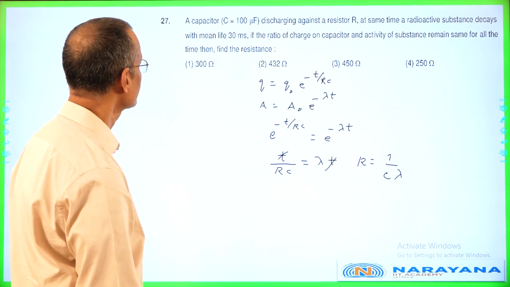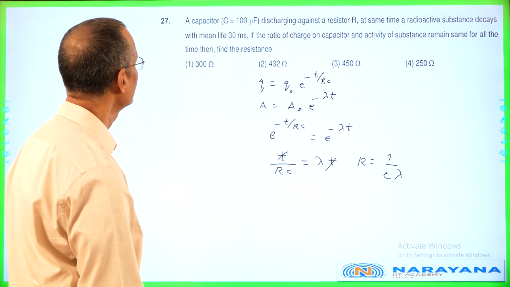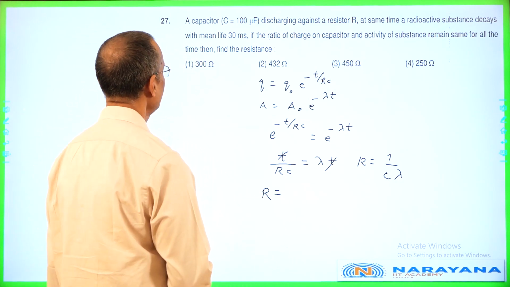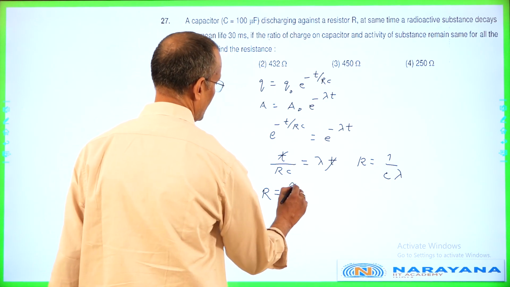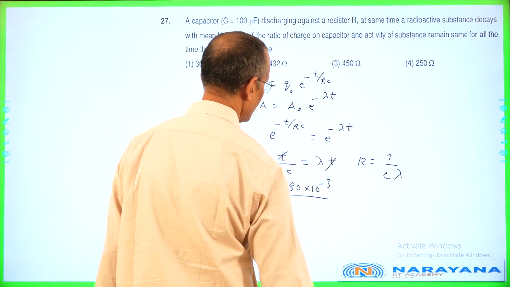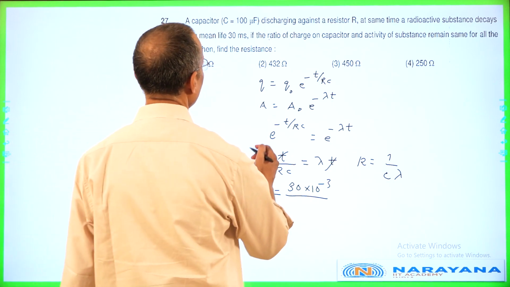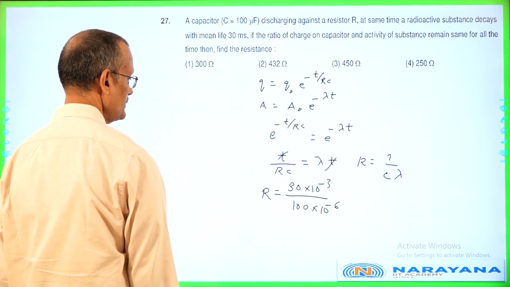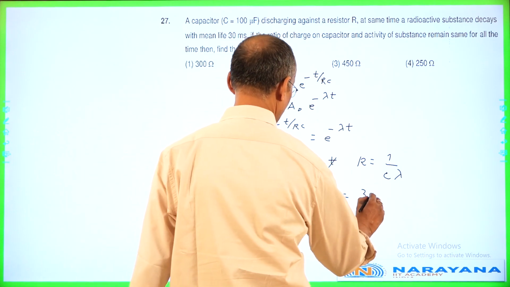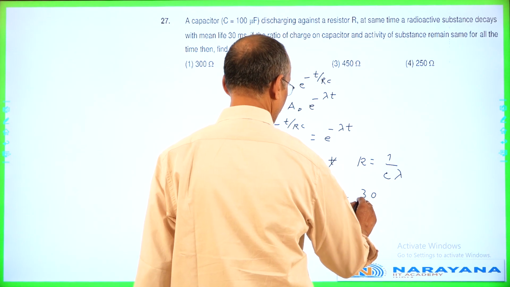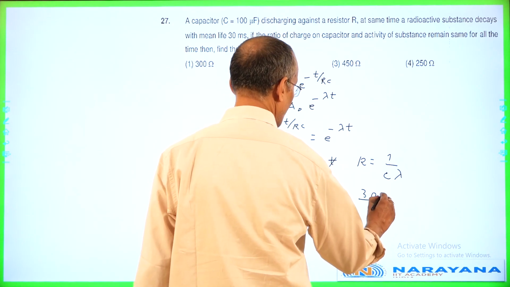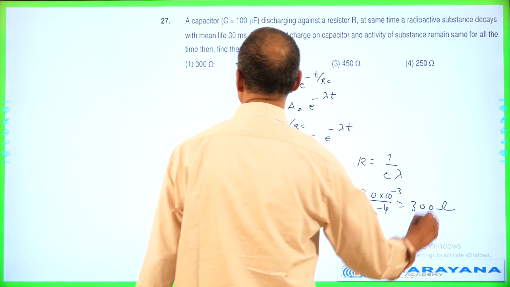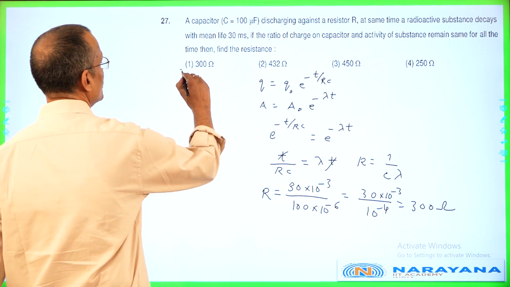Mean life they have given you is 30 millisecond, and C they have given you is 100 micro. So R will be equal to 30 into 10 to the power minus 3, this is mean life 1 by lambda, divided by C, which is 100 into 10 to the power minus 6. 30 by 100 means 10 to the power minus 4, times 10 to the power minus 3, so 10 to the power minus 1. It will become 300 ohm. So for this, your answer is 300 ohm.